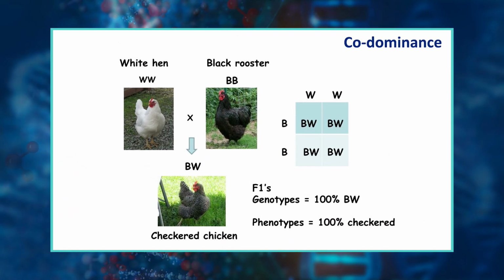When the two alleles present are simultaneously expressed, it's known as codominance. For example, in some varieties of chicken, the alleles for black feathers are codominant with alleles for white feathers. If a black chicken is crossed with a white chicken, a chicken with both white and black feathers is obtained.